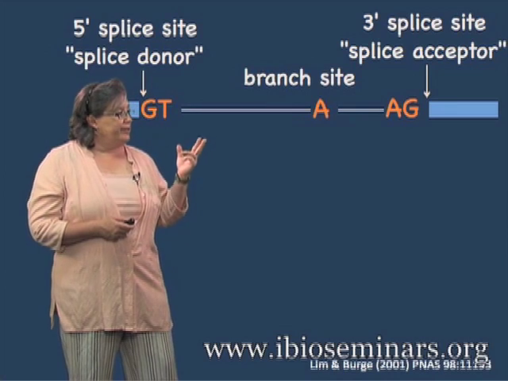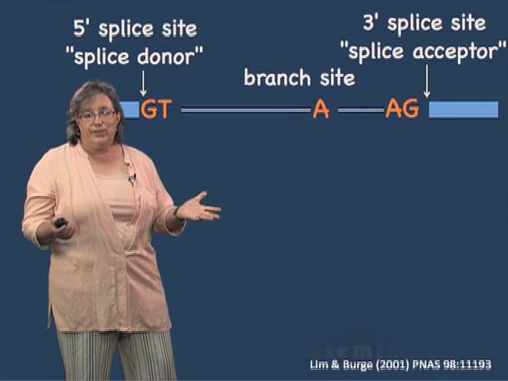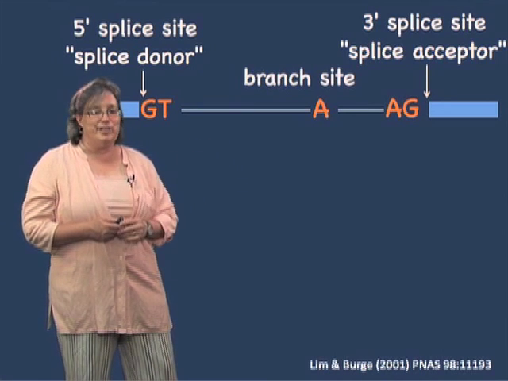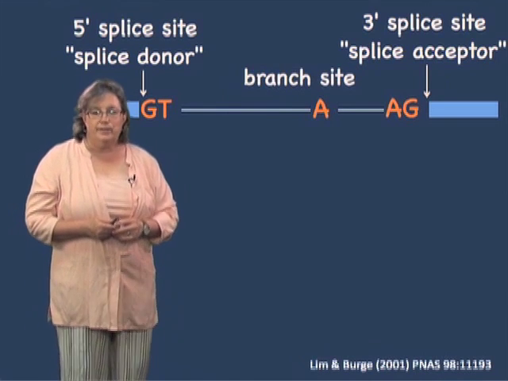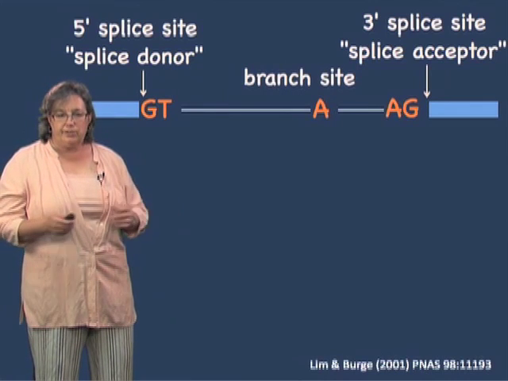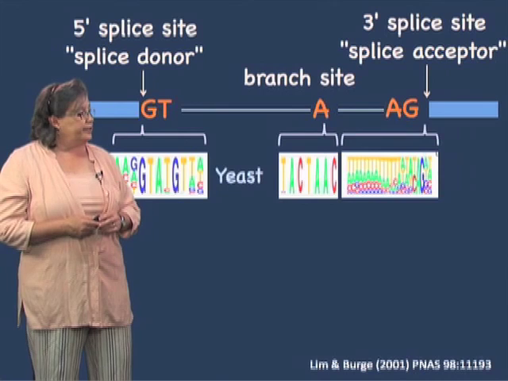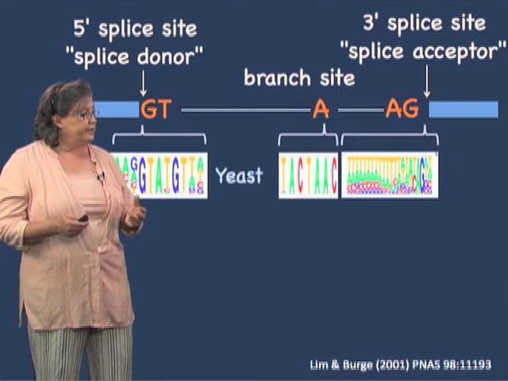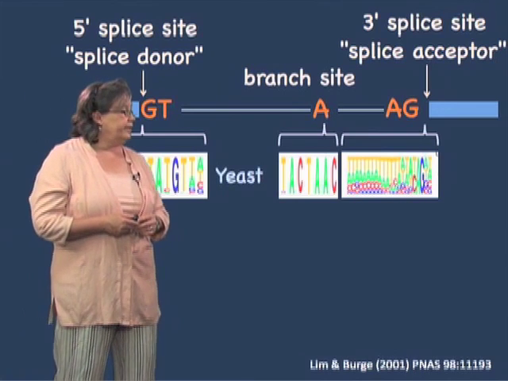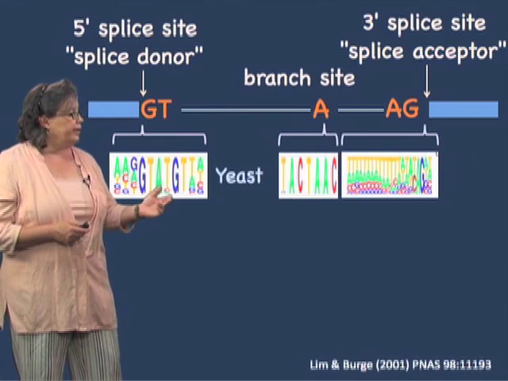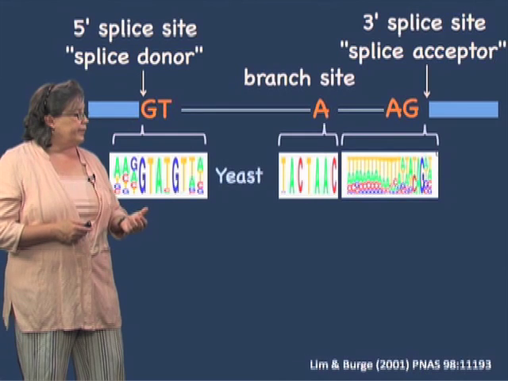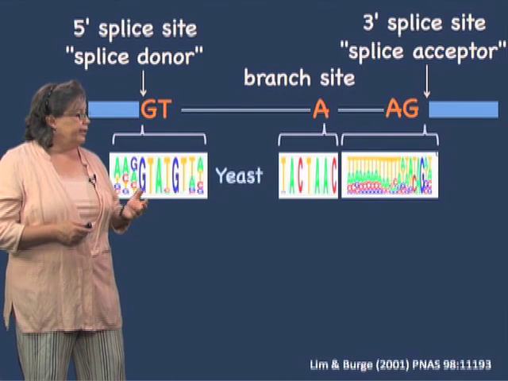Now, I've told you that some introns are up to 400,000 nucleotides long, and certainly this amount of information content is not enough to even signify a small intron. So there must be additional sequences. In addition to these universally conserved nucleotides, there are consensus sequences in all of the introns. Here are the consensus sequences for budding yeast, and these are called motif logos.